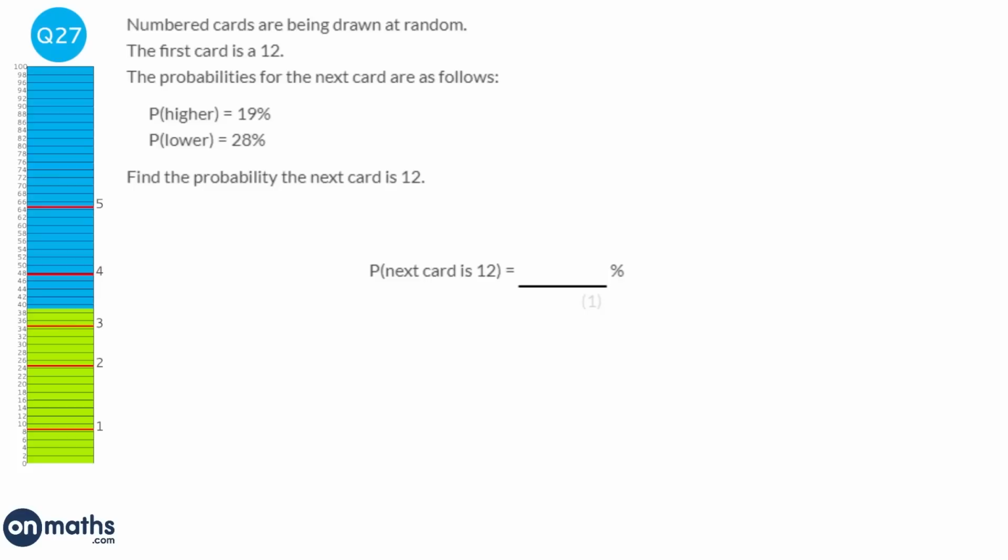So the only options for the next card are for them to be higher, lower, or equal to 12. We already know that the probability for it being higher is 19% and lower is 28%, and all probabilities have to add up to 1, or in this case, because it's percentages, 100%. So to work out the missing probability, we're going to take away the 19% and the 28% from 100% to see what's left, and that's 53%.